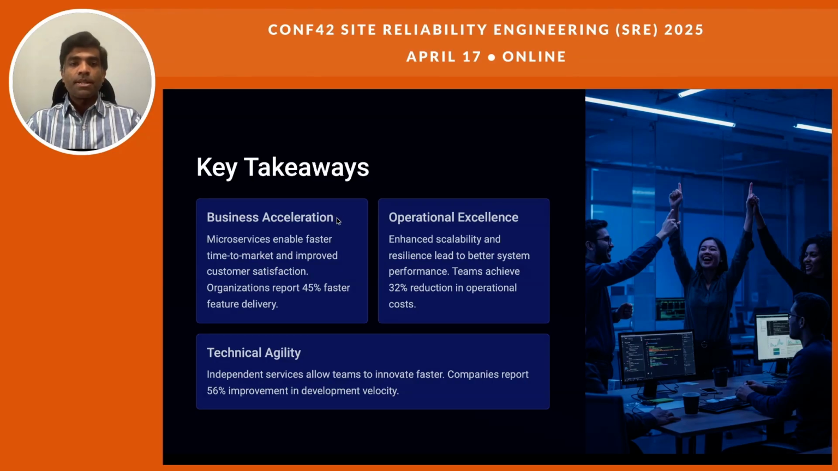This capability not only helps businesses respond quickly to market trends, but also provides a significant competitive edge in dynamic industries, say for example, like e-commerce.